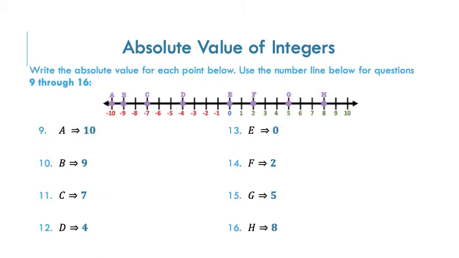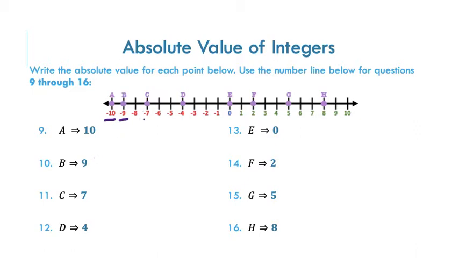So here we have a number line, and for each one you had to write the absolute value of each number given. So for A, we have negative 10, and negative 10 is 10 units to the left of 0, so the absolute value is 10. For B, we have negative 9, and negative 9 is 9 units to the left of 0, so it's 9.